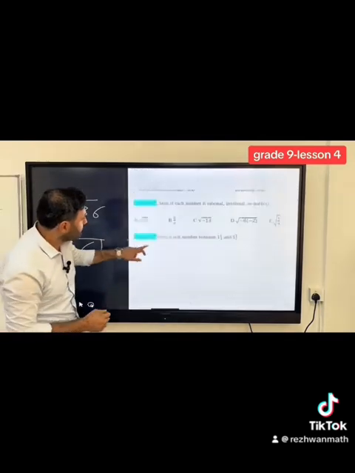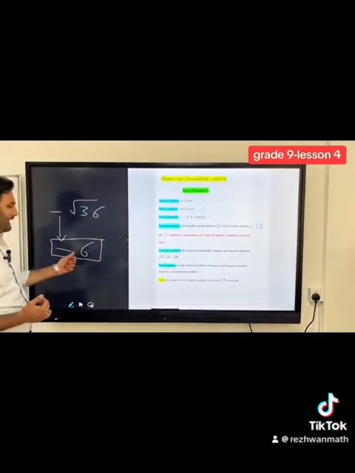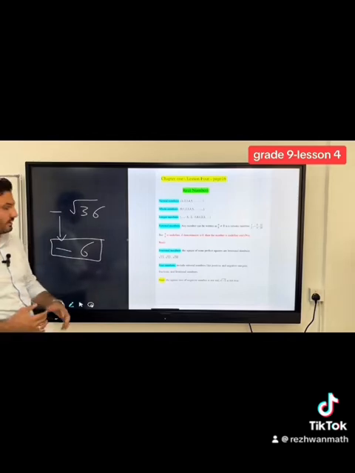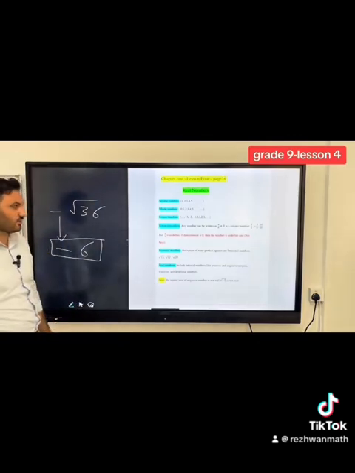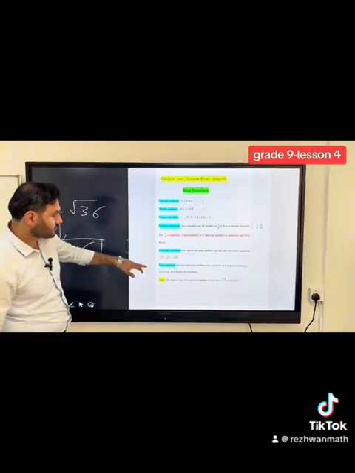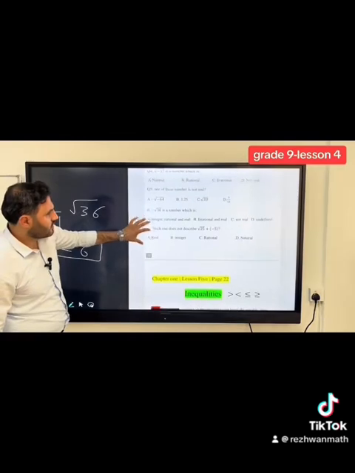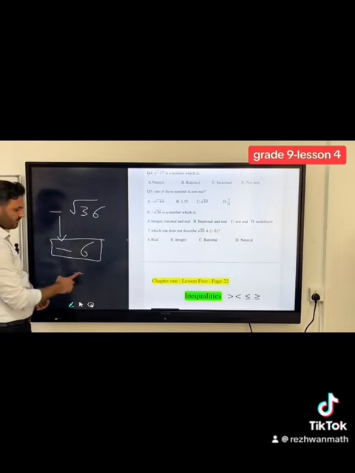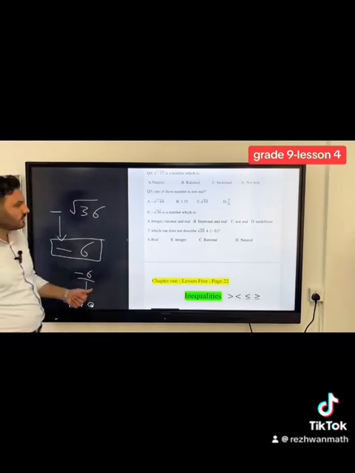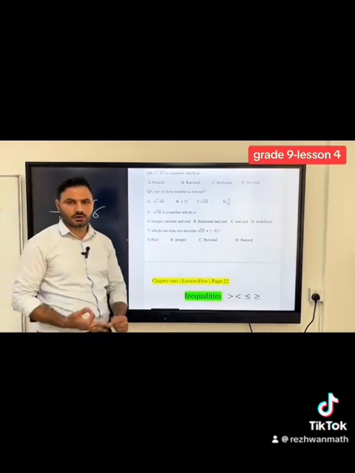If we go back to the first page, look. A negative number is a real number. We said a real number includes all of the cases. And it's an integer because it's not a fraction or decimal number. And it's a rational number. Why? Because we can write 6 over 1. So the right answer is A: integer, rational and real number.